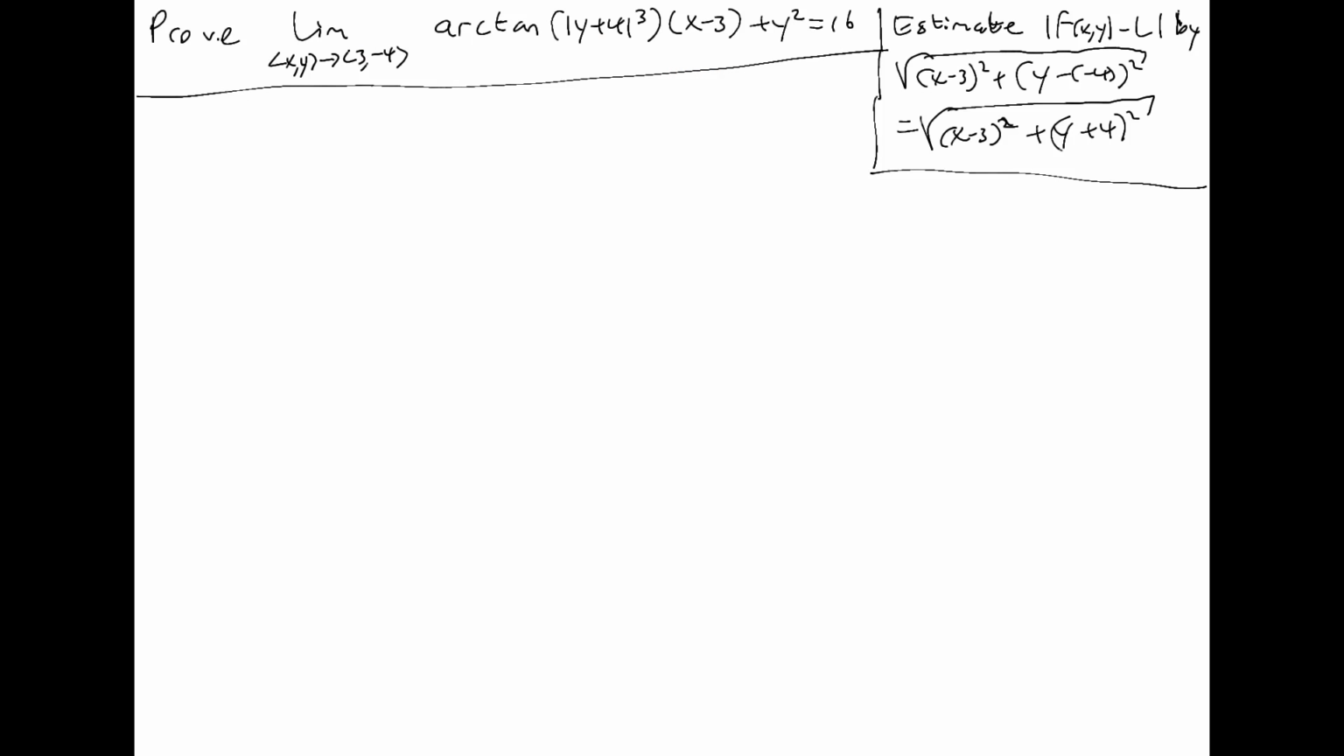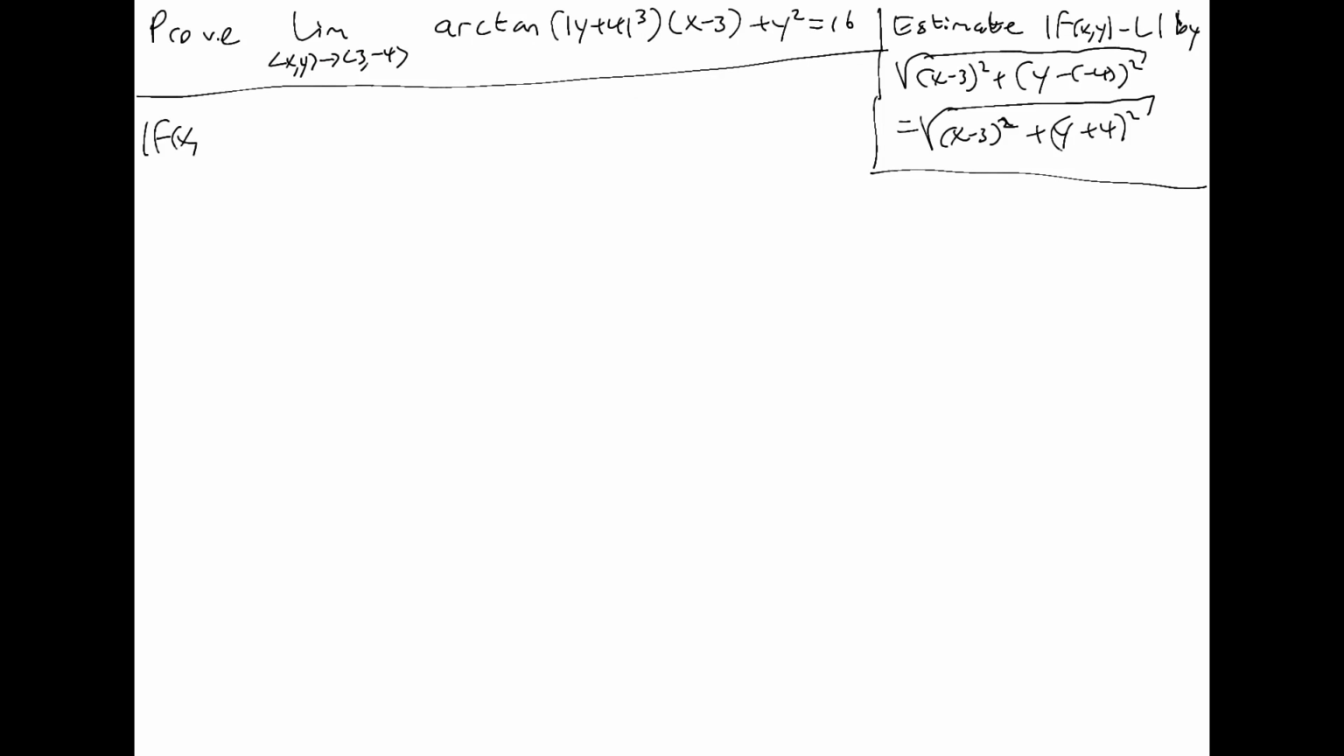So as explained in the previous video, we want to estimate the absolute value of f(x,y) minus L by this quantity, the square root of (x-a) squared plus (y-b) squared. And if a is 3 and b is minus 4, then in the end we get this. So we need to estimate it by the square root of (x-3) squared plus (y+4) squared. So let's start the estimate.